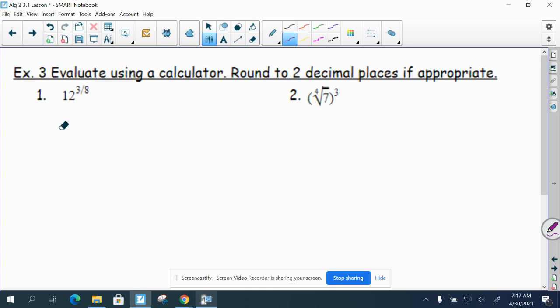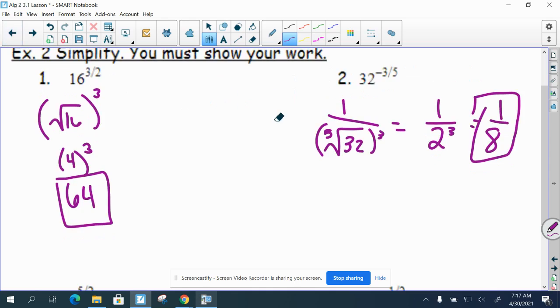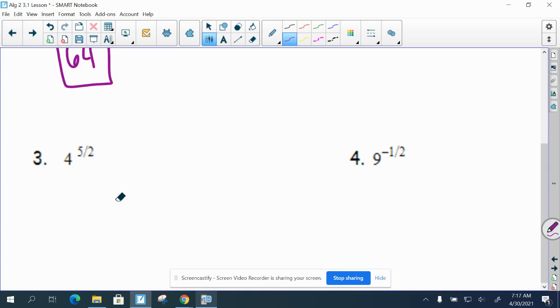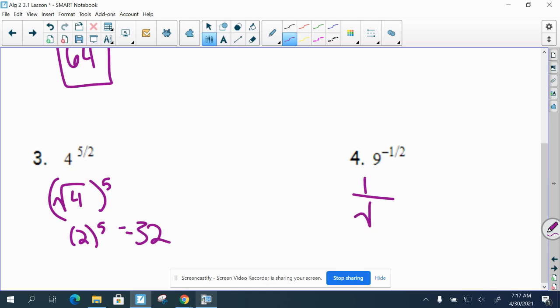Number 4 on here, we're doing the, wait a minute, I thought there was a number 4. Oh, it's down here. Okay, so here we're doing the square root of 4 to the 5th power. So the square root of 4 is 2, the 5th power is 32. And then here we have 1 over the square root of 9, which is just 1/3.